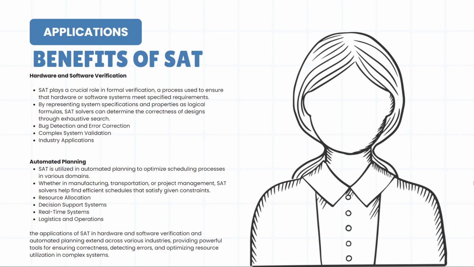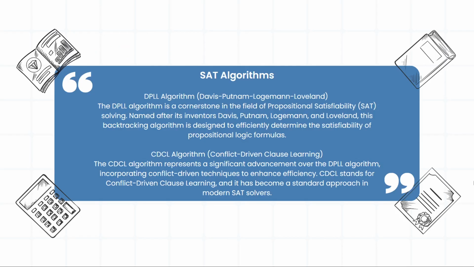This is critical in domains like transportation and manufacturing, where real-time adjustments are necessary. And then number 5 is logistics and operations. SAT solvers contribute to optimizing routes and logistics, minimizing transportation costs, and improving delivery efficiency. This is applicable in supply chain management, courier services, and other logistic-intensive industries.